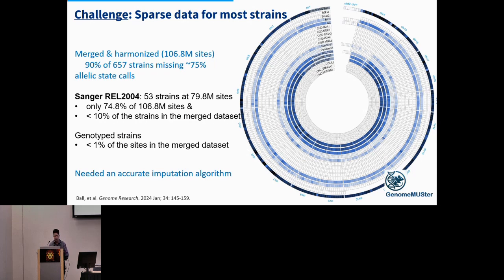So in this figure, the circles plot on the right here, Genome MUSter density is on the outer ring, so you can see that's what it's relative to. And then all the data sets that went into Genome MUSter are these other rings. The largest one is the Sanger data set. It had 53 strains and about 80 million sites. So this is still only about 75% of what we get in Genome MUSter, and less than 10% of the strains represented. So we had to have a very accurate imputation algorithm to start building in all of these gaps across these strains.